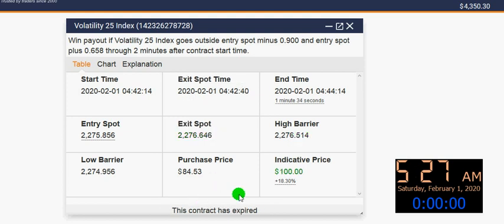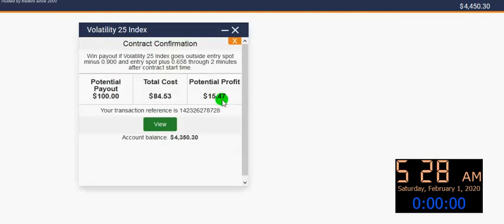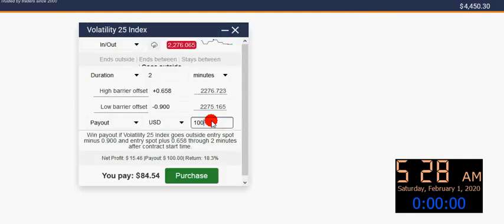If it hits 5, you can see we've already made the profit because our exit spot was 646, while the higher barrier was 514. So it has exited the higher barrier. That's why we make profits already. If it goes below this too, we also make profit. So that's our first trade. Let's place like 3 more trades and we will stop.